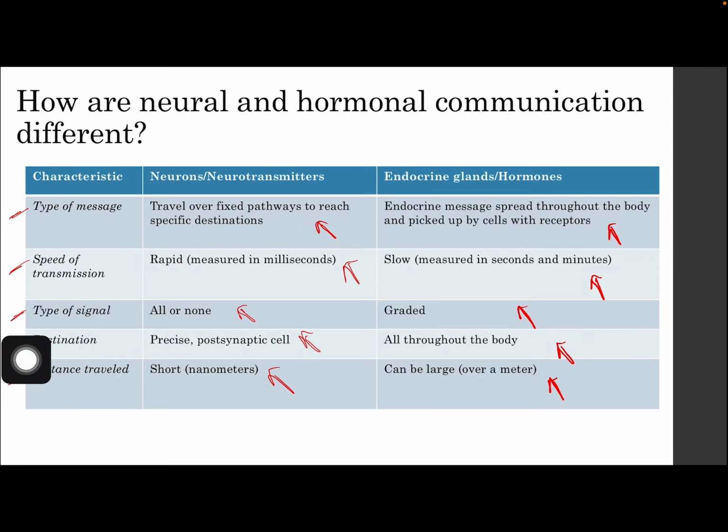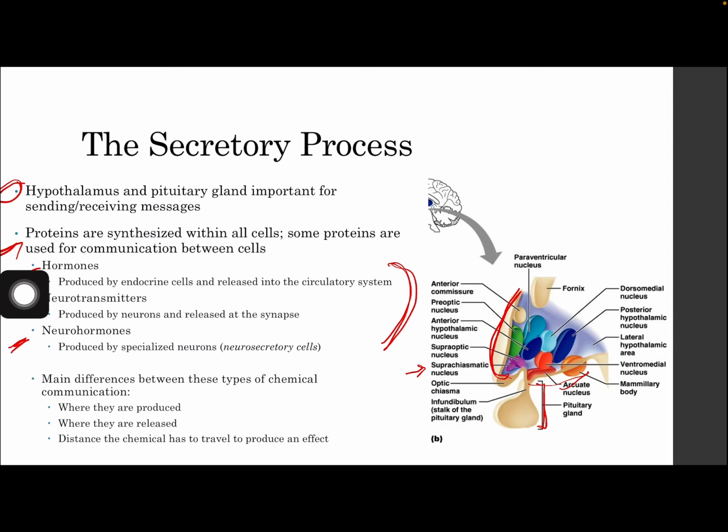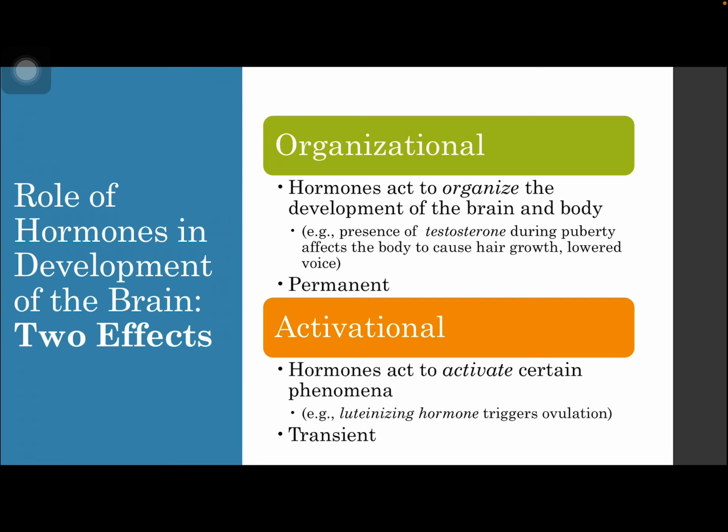through. Now, of course, as we talked about in this chart here, the main differences between those types of chemical communications are: where are they produced, where are they released, and what is the distance traveled to produce that effect. And we talked a little bit about that in that table prior to this slide.